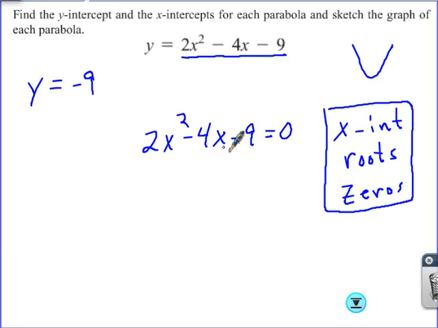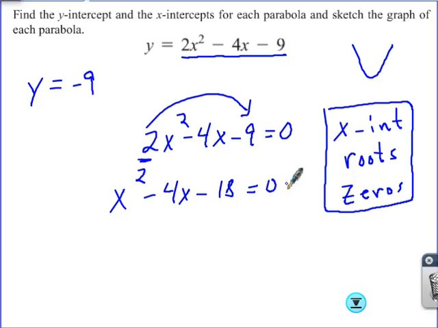Okay, 2x squared minus 4x minus 9. It's got a 2 out front. We got to solve this quadratic equation. You solve it by factoring, completing the square, or the quadratic formula. We're going to try to factor. Since there's a number out front, we got to use what's called bottoms-up factoring. x squared minus 4x minus 18 equals 0.